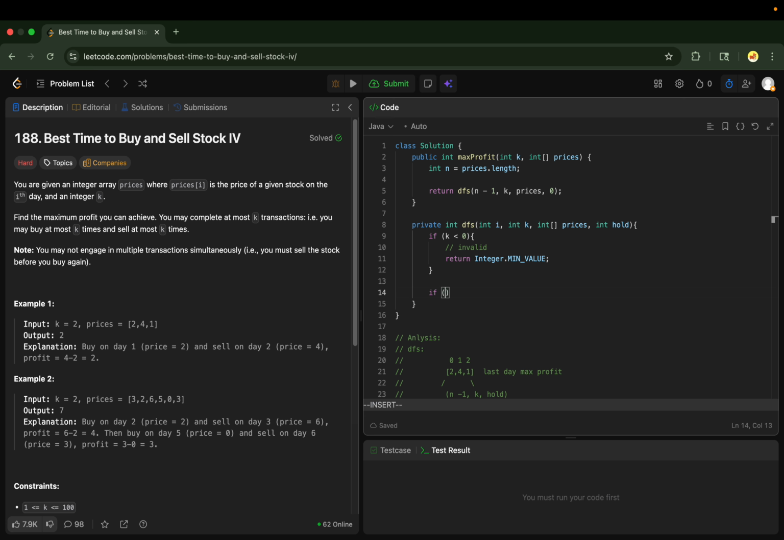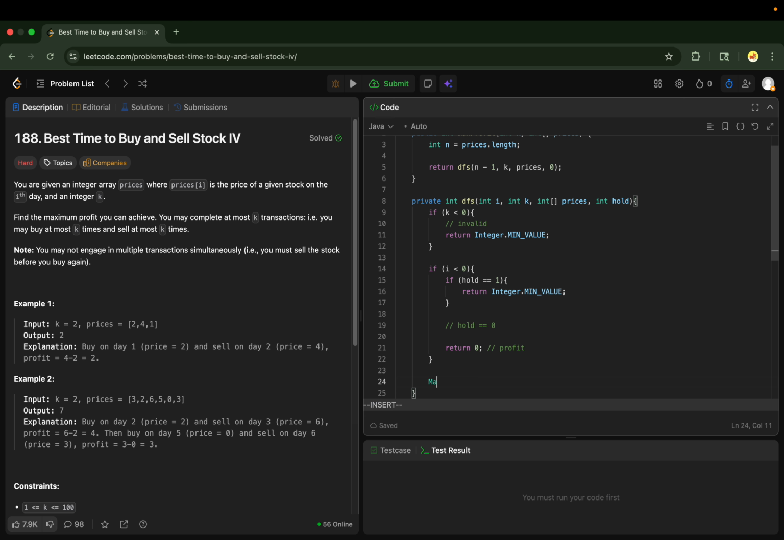And also we have to check if i is smaller than 0. We have two situations. If hold is equal to 1, which means invalid, because at the beginning we didn't buy anything. And if hold is equal to 0, we can return the 0 profit. At the beginning, profit is 0. Now we can do something like a max.